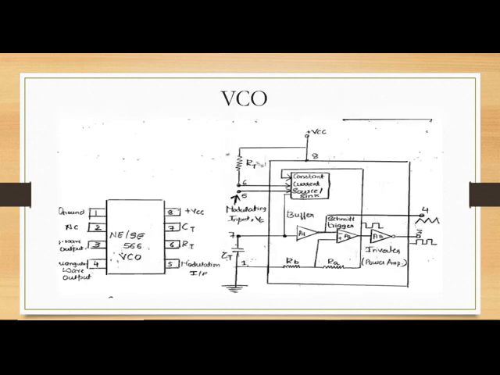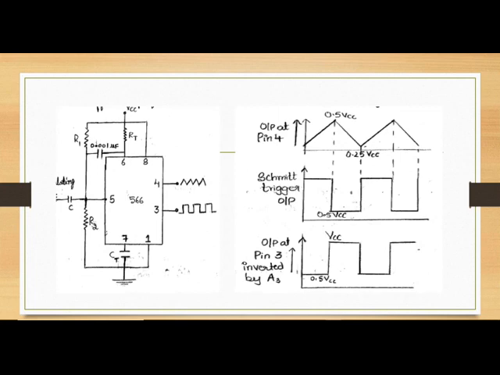As you can see in this particular diagram, the voltage across the capacitor CT is applied to the inverting terminal of op-amp A2 via the buffer amplifier A1. The output voltage swing of the Schmitt trigger is designed to be between 0.5 VCC and VCC. That means the minimum voltage of the Schmitt trigger output is 0.5 VCC and the maximum output voltage is VCC.